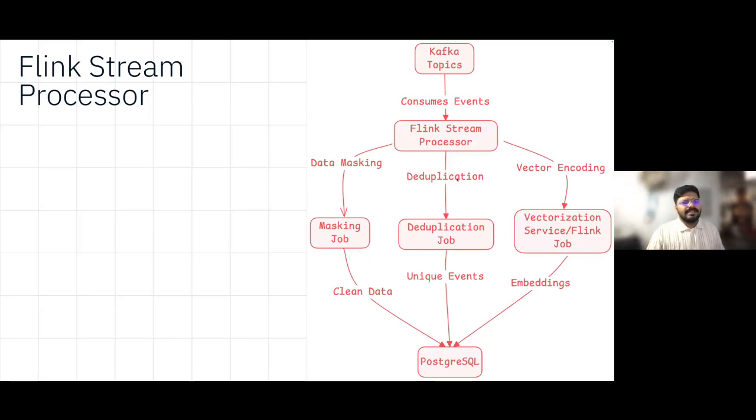Deduplication is where, let's say, there is a logistic event where the events are duplicated from the source itself. So we need some way to deduplicate the events. That's where the deduplication job comes in. And we have the last part, the vector encoding, the vectorization of the whole text representation that we have. That can also be done with a Flink job.